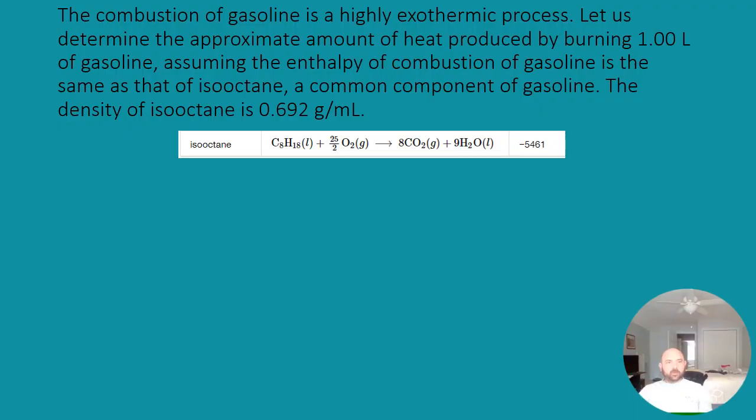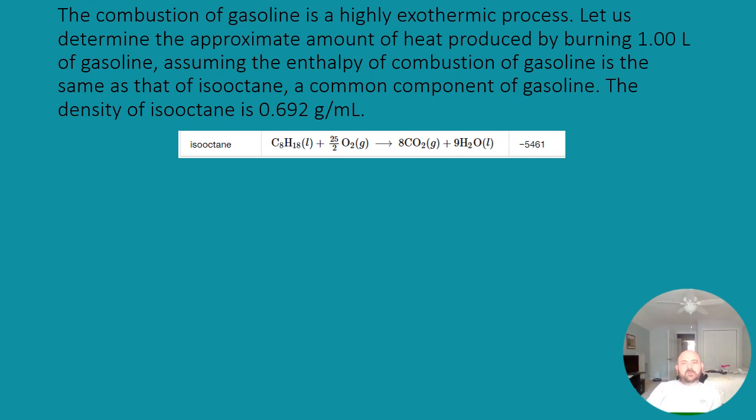We have another example here. It says the combustion of gasoline is a highly exothermic process. Let us determine the amount of heat produced by burning 1 liter of gasoline, assuming the enthalpy of combustion of gasoline is the same as that of isooctane, a common component of gasoline. The density of isooctane is 0.692 grams per milliliter.